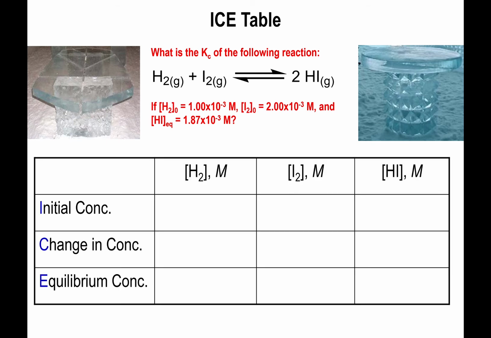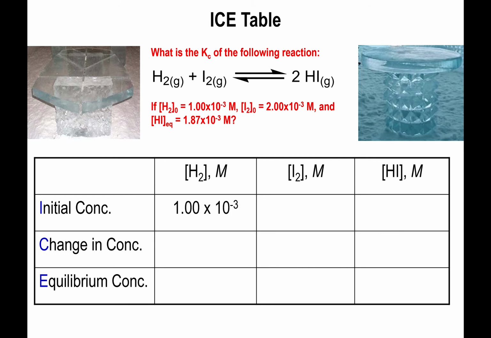All right, so here's your ice table. Technically, what we do is we arrange columns based on the reactants that you have present and the products that you have present. So you have H2, I2, HI, so those are your columns. And the rows are simply the ice parameters, right? The initial concentration, the change in concentration, and the equilibrium concentration.